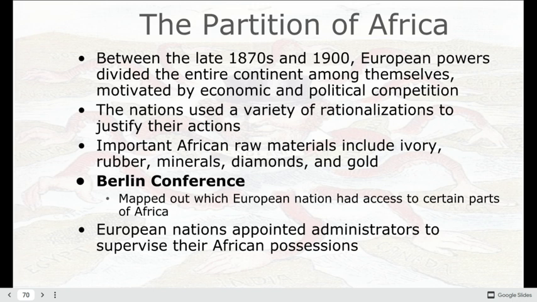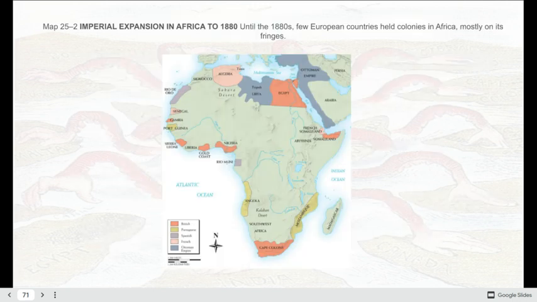They had what was called the Berlin Conference, where they mapped out each part of Africa that the Europeans would get to control. Of course, it didn't include any Africans in this discussion, and it ended up creating very artificial borders that would cross language and ethnic lines in Africa that would end up throwing different groups of people together simply so Europeans could get their hands on resources.